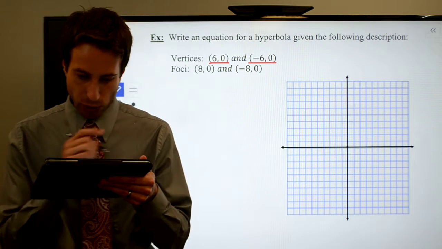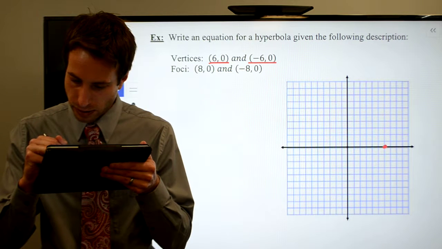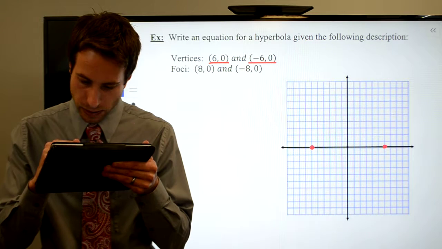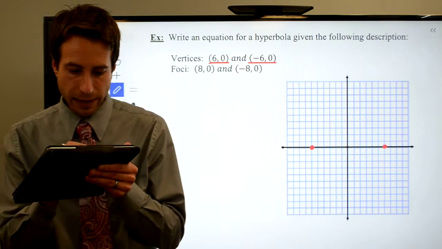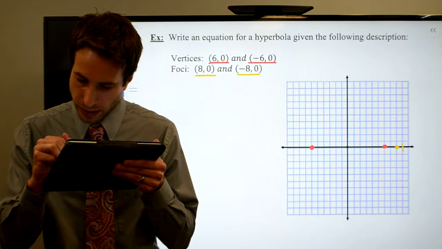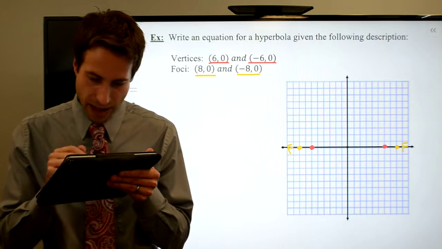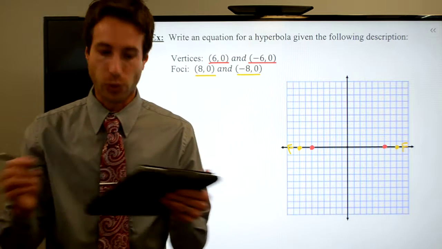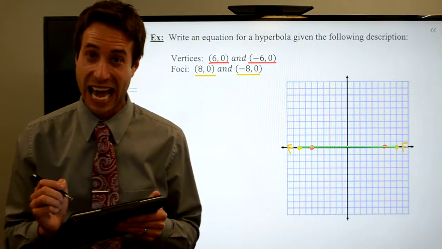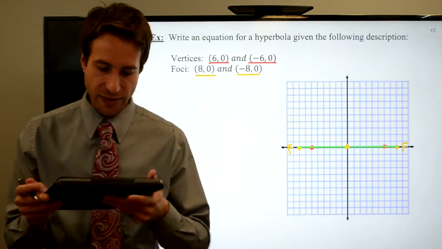Fantastic. Let's graph those. I'm going to be at 6, 0, and negative 6, 0. Awesome. I got foci at 8 and negative 8, so that's a foci right there. That's a foci right there. And then my vertices. So here's what I can pretty clearly see. My transverse axis is once again horizontal, and it is centered at the origin.